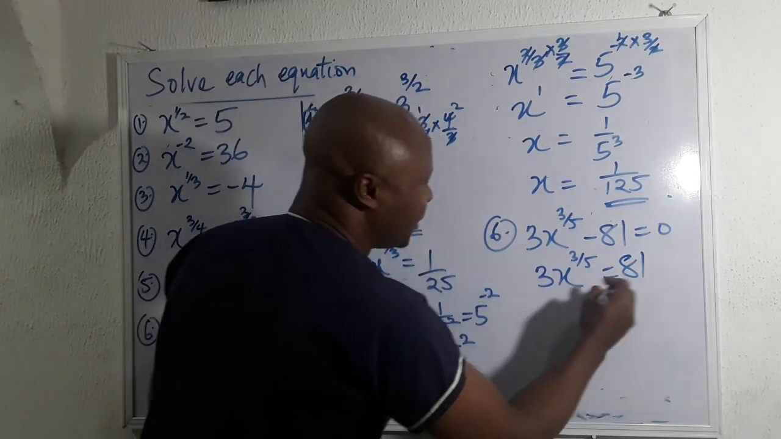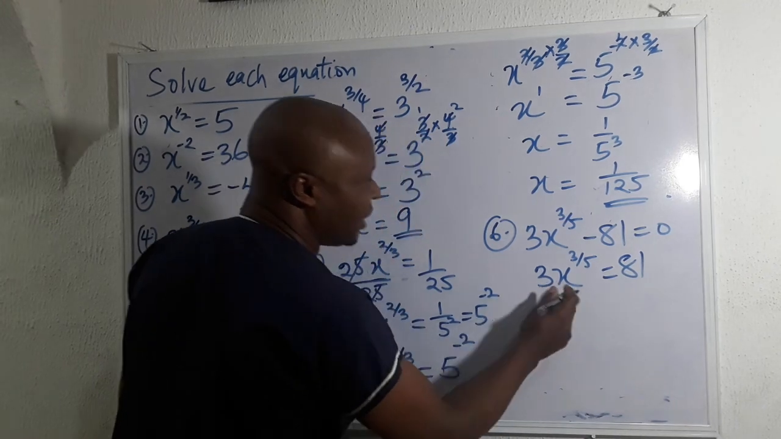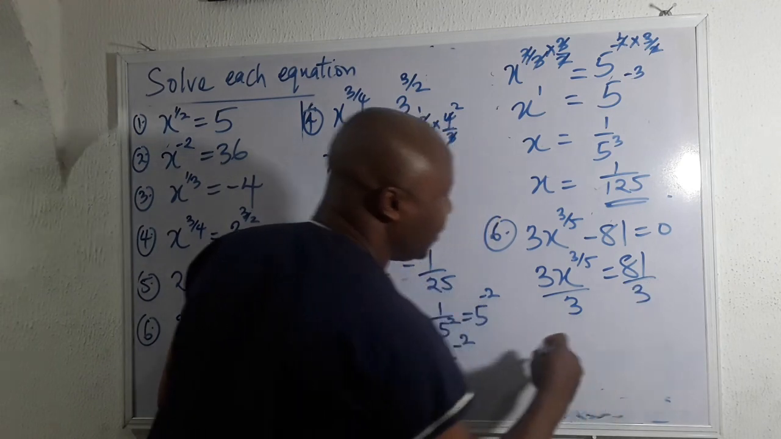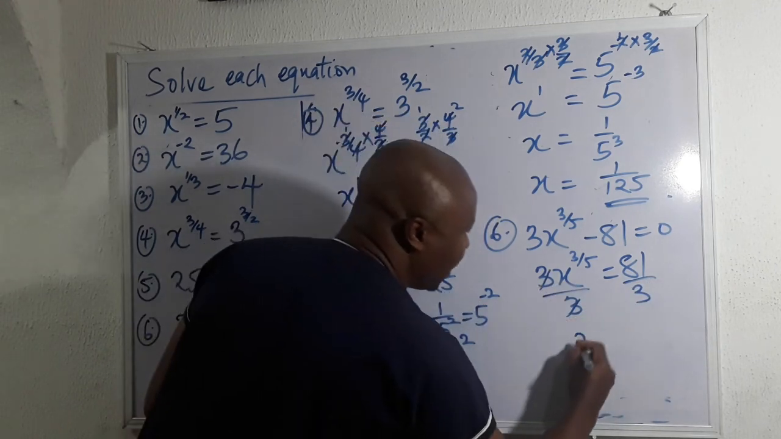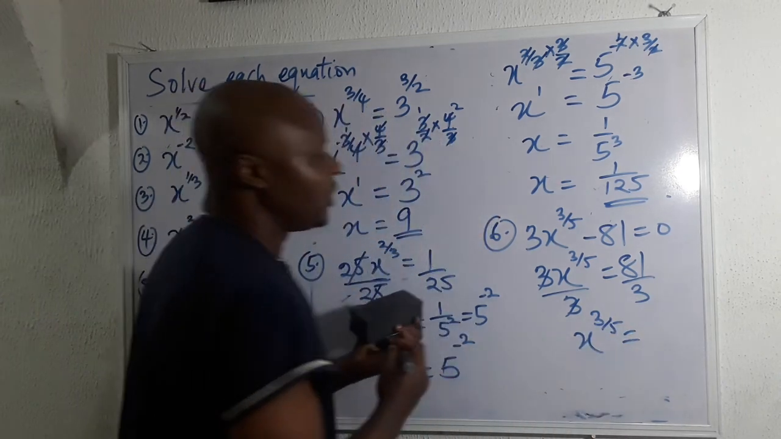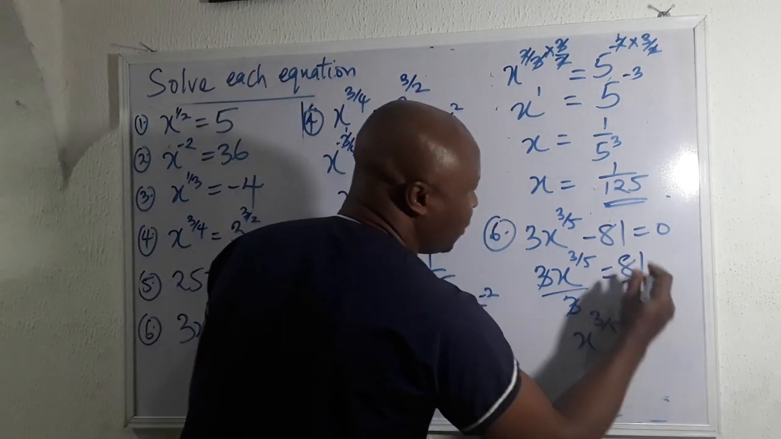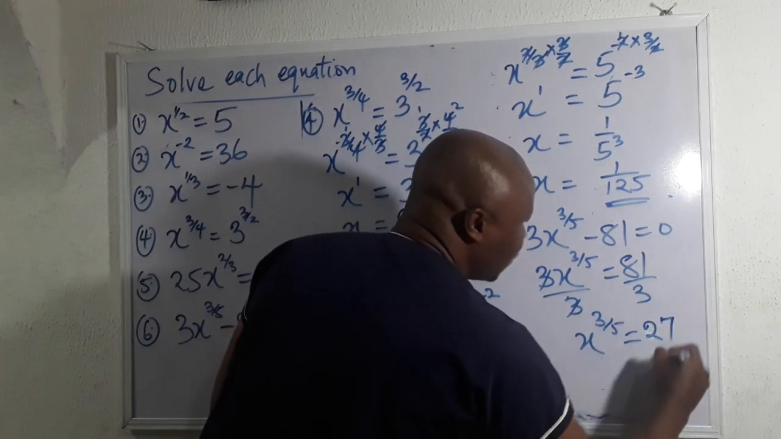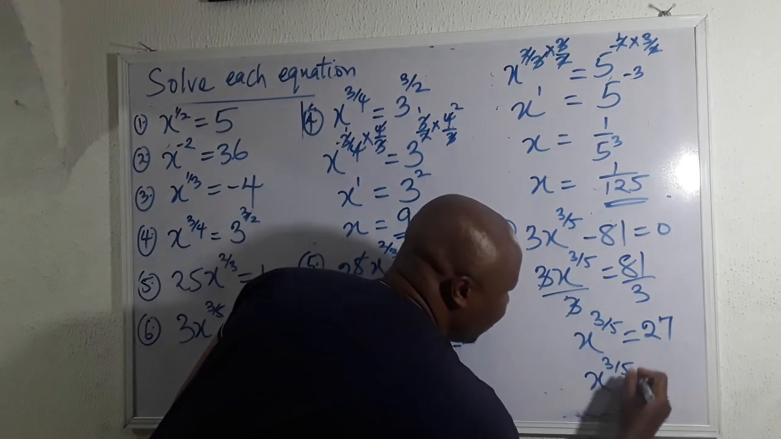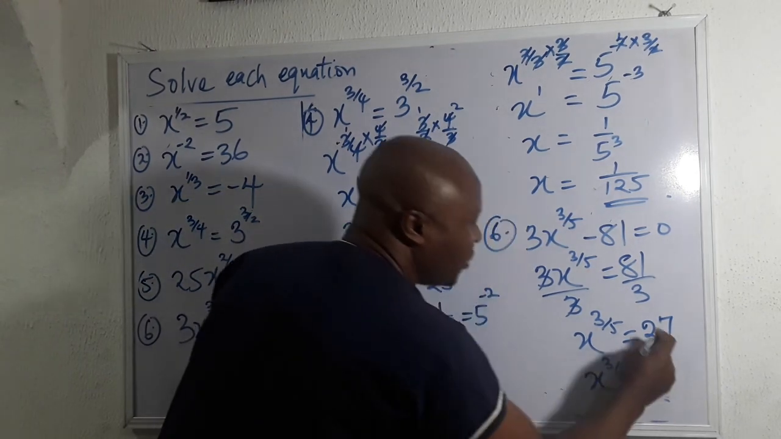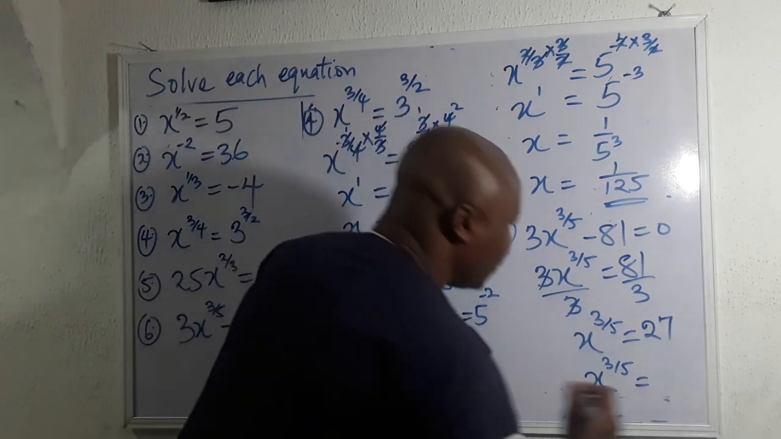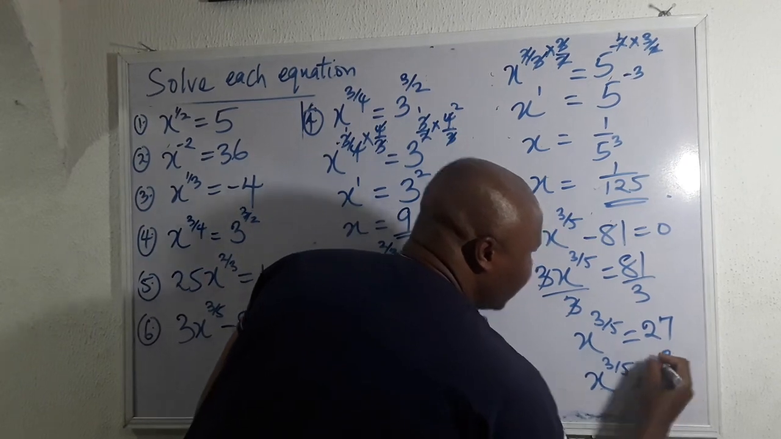So now we divide both sides by 3, because 3 is standing close to the unknown variable we are interested in. Divided by 3, divided by 3. So 3 into 3 is 1. So we are left with x raised to power 3 over 5 is equal to, now 3 into 81 is 27. And 27 can be written as, 27 is the same thing as 3 times 3 times 3. So that is 3 raised to power 3.